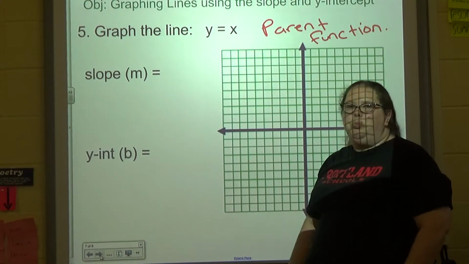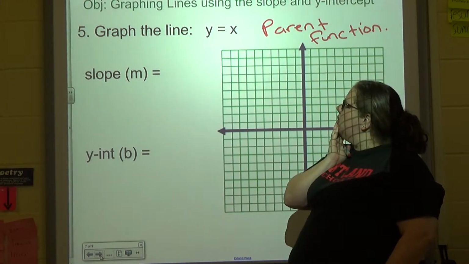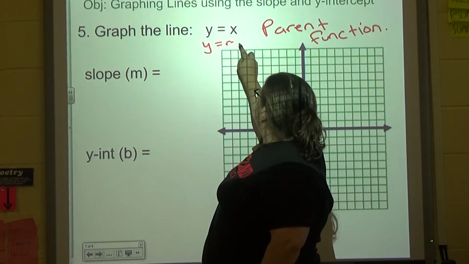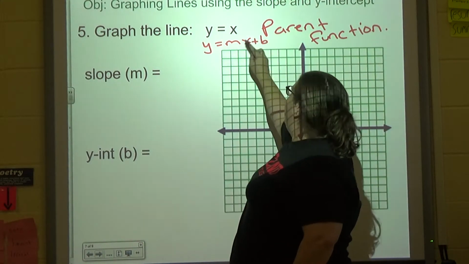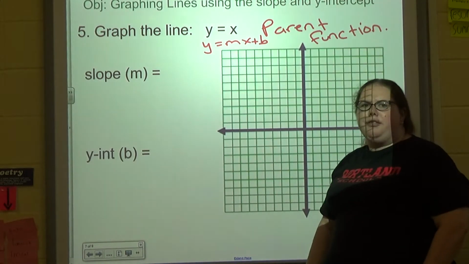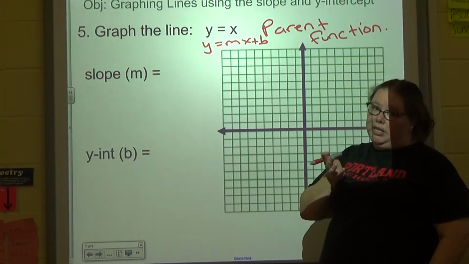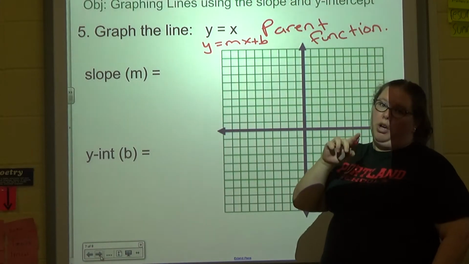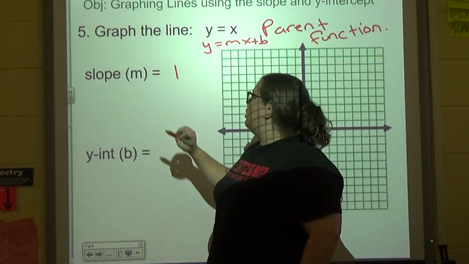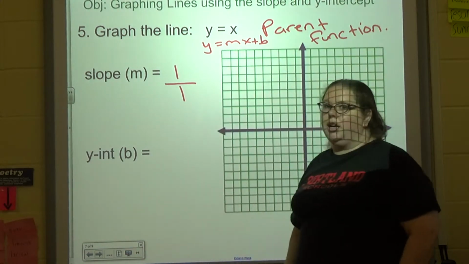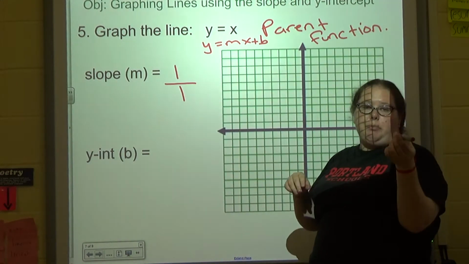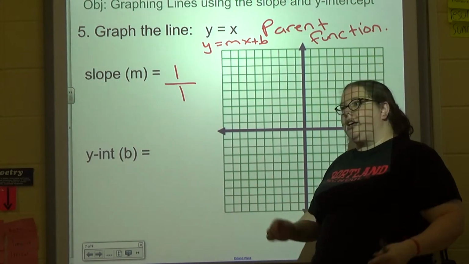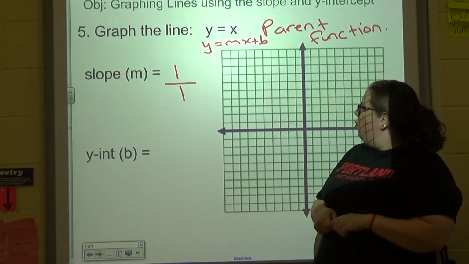So what do you think the slope is? Well, it's y equals mx plus b, right? So m is the number in front of x. Do we see a number in front of x? It's invisible, right? What's always that invisible number in front of x? A 1, right? So the slope is 1 or 1 over 1, right? I always think of it as if I have a pen, I have 1 pen. It's understood. When you say an x, it's really 1x.